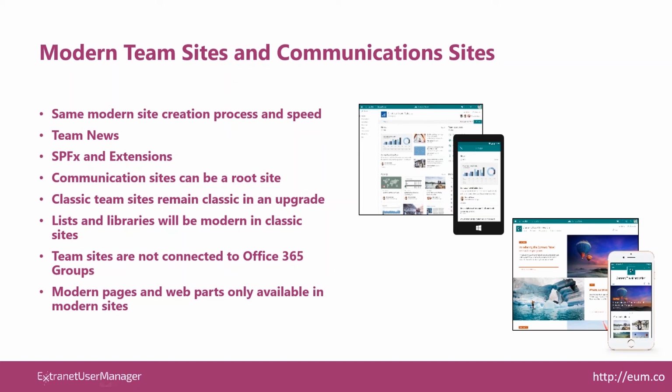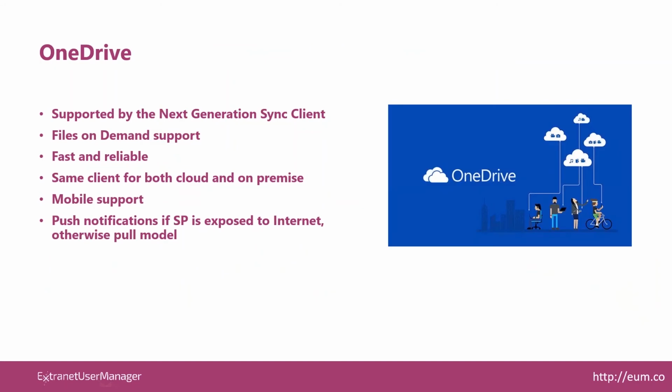Now, team sites in SharePoint Online are really a piece of a broader Office 365 groups concept. Now, obviously, from an on-premise point of view, we don't have the rest of the online suite to connect to from that point of view. So team sites are just team sites in SharePoint On-Premises 2019. They're not connected to Office 365 groups. And modern pages and the modern web parts, just like in online, are only available in the modern sites from there. So a couple things around the team sites and communication sites.